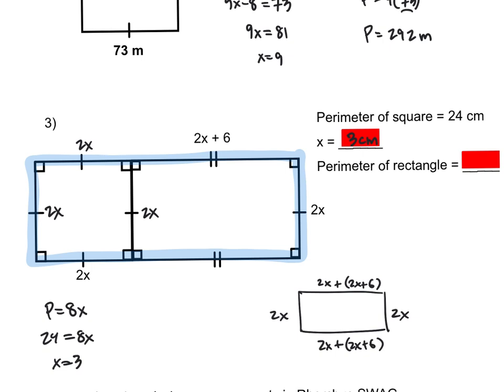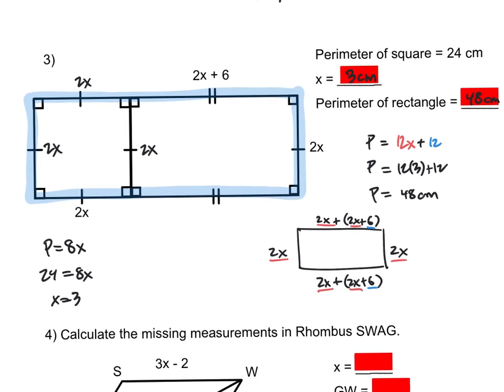Now let's count up our x's. I got 2, I got 4, I got 6, I got 8, I got 10, I got 12. So I got 12 x's. My perimeter is 12 x's plus 6, which is also 12. So my perimeter is 12x plus 12. If I know that x is equal to 3, then my perimeter of this larger rectangle would be 36 plus 12, which would be 48 centimeters. Many different ways to go about these problems. That's just one of the many.